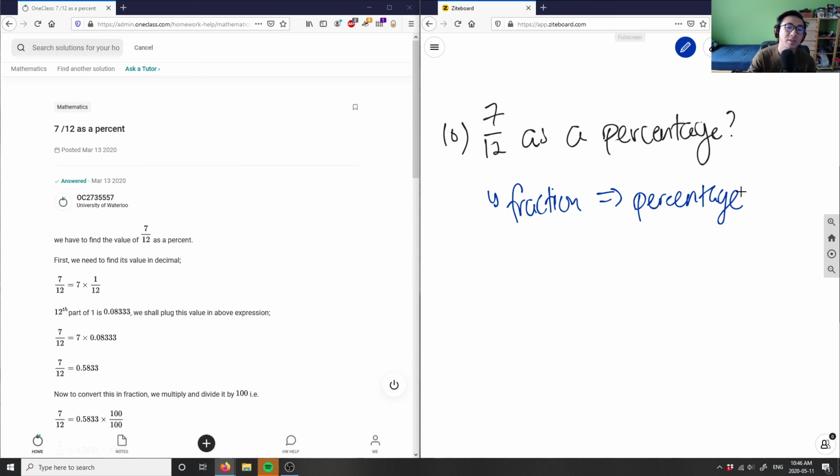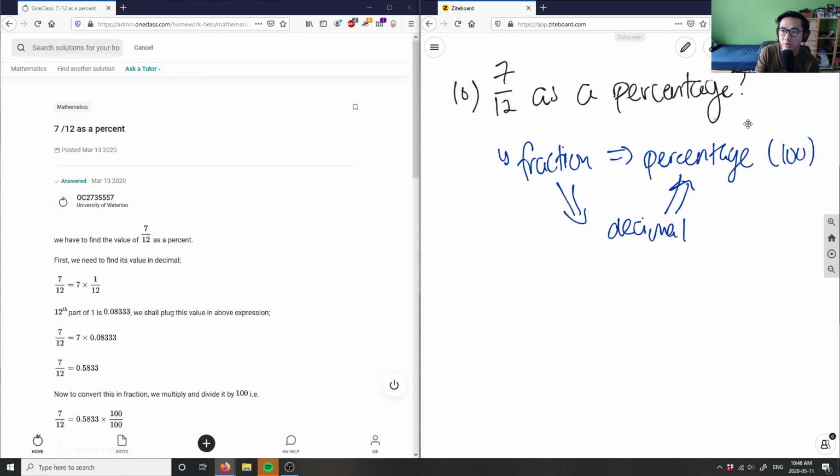But again, if I want a percentage here, our denominator is going to have to be 100, right? And if you look at the denominator here, we have 12. So there's no direct relationship between 12 and 100 here. So what I would do to this fraction is I would actually change this to a decimal first. So I would go from fraction to decimal first, and then from decimal to percentage here. So let me do this first for you.